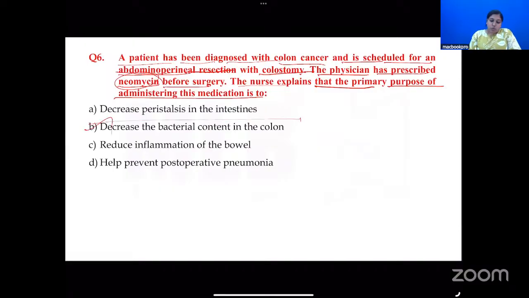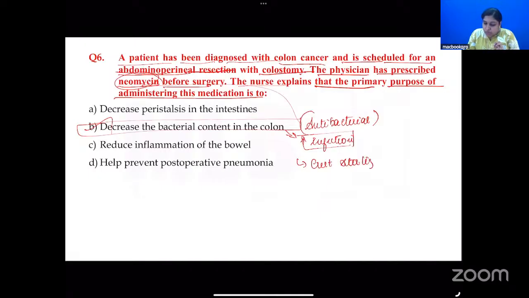Very good. See, neomycin is basically an antibacterial drug. As you all know, it is an antibacterial drug. So obviously, in order to reduce the bacterial content in the colon, when the patient is going for abdominoperineal resection, these patients are at high risk of infection because of the gut bacteria. So we will administer antibiotics such as neomycin in order to do gut sterilization. This process of clearing the bacterial content in the colon is termed gut sterilization.